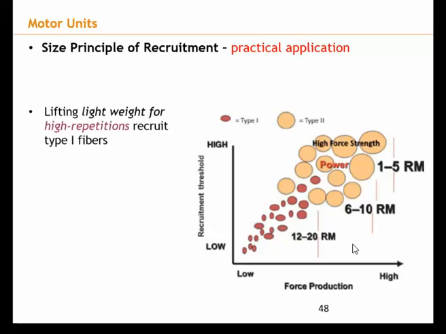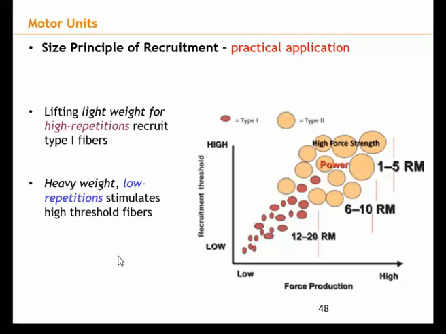When we lift lighter weights for a high number of repetitions, like high volume, we're only recruiting our type 1 fibers. So we see down here, low force, low recruitment threshold. Low threshold fibers are recruited when the task force is very low. And those are here, so 12 to 20 RM, that's a repetition maximum. High volume, light load. We just need type 1s to do that. We don't need anything larger.